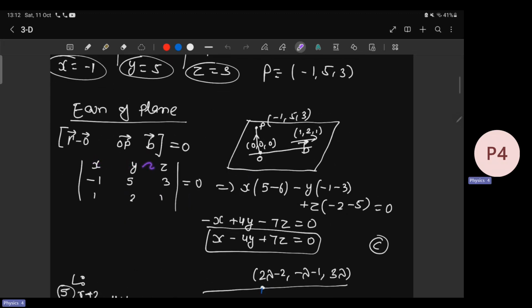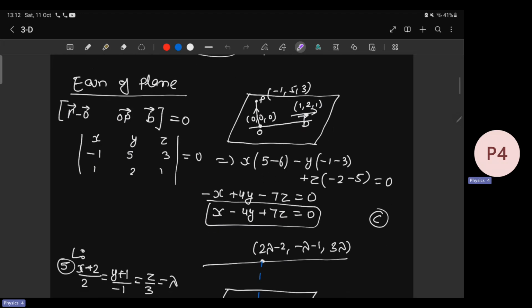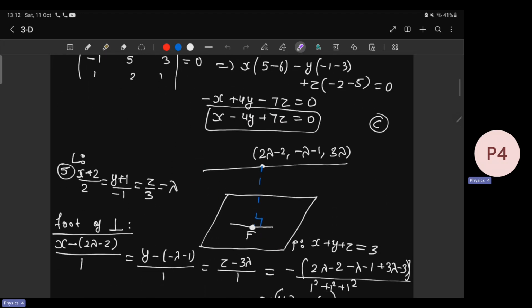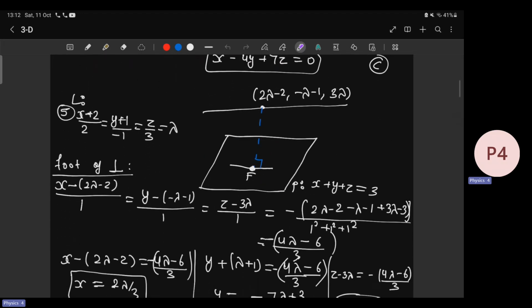Now x, y, z; OP vector is minus 1, 5 and 3, and B vector is 1, 2 and 1. You will solve this determinant and equate it with 0. We will get this equation. If you further solve this, we get x minus 4y plus 7z equals 0. And this is option C. Option C is correct. We move on to the next question, that is question number 5.